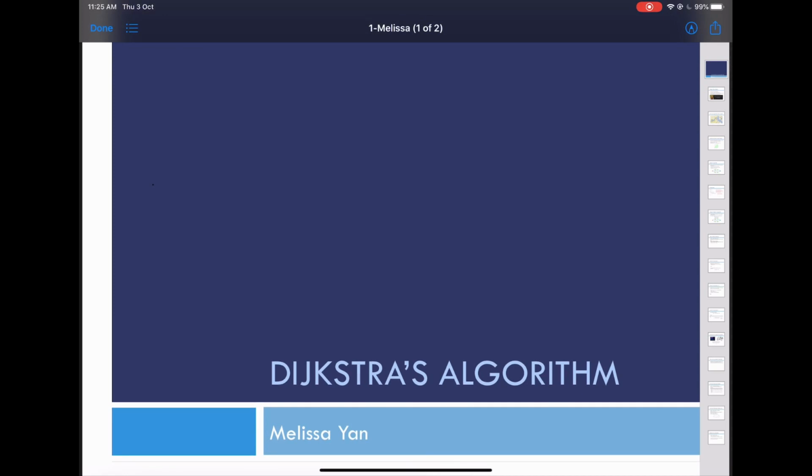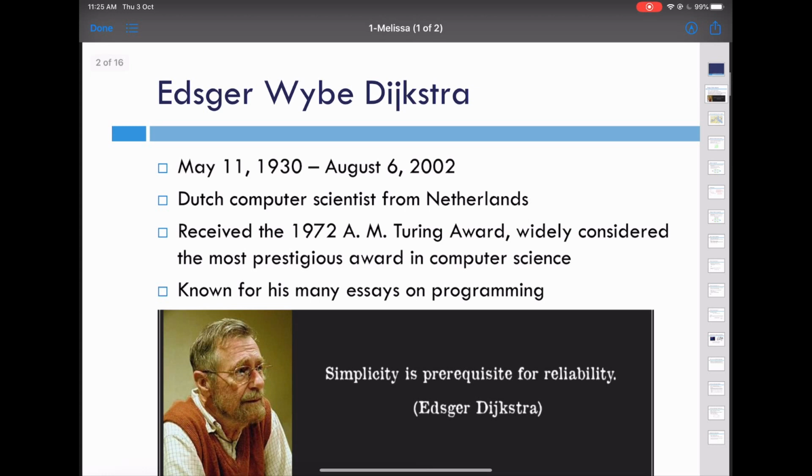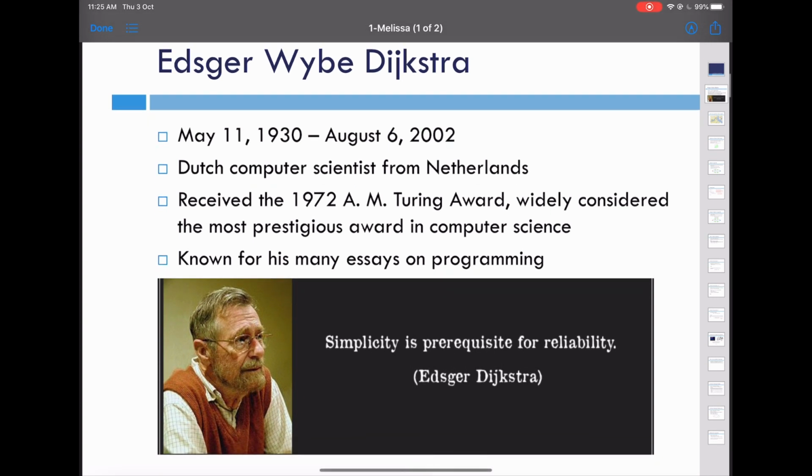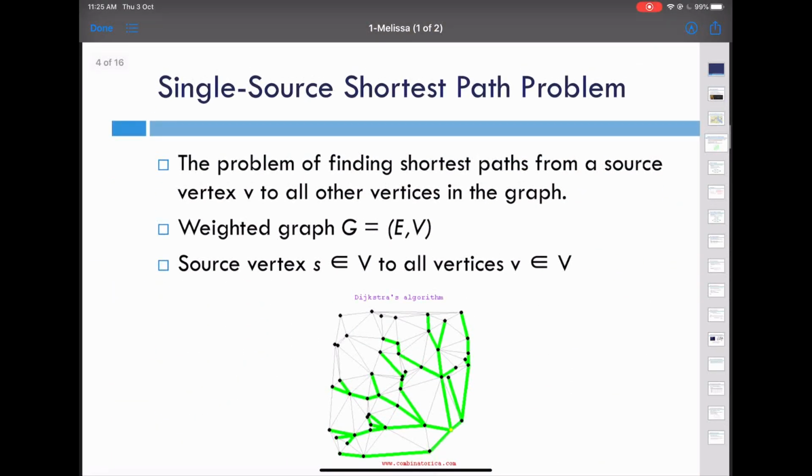I don't know exactly how it's pronounced. Dijkstra's algorithm maybe. Yeah. So this algorithm was designed by Dijkstra, a famous computer scientist from the Netherlands. I guess he made this algorithm in the 1950s, and he received the A.M. Turing Award, which is widely considered the most prestigious award in computer science, back in 1972. Let's see what this algorithm actually does. It solves the problem of finding the shortest path from a source vertex to all other vertices in the graph.